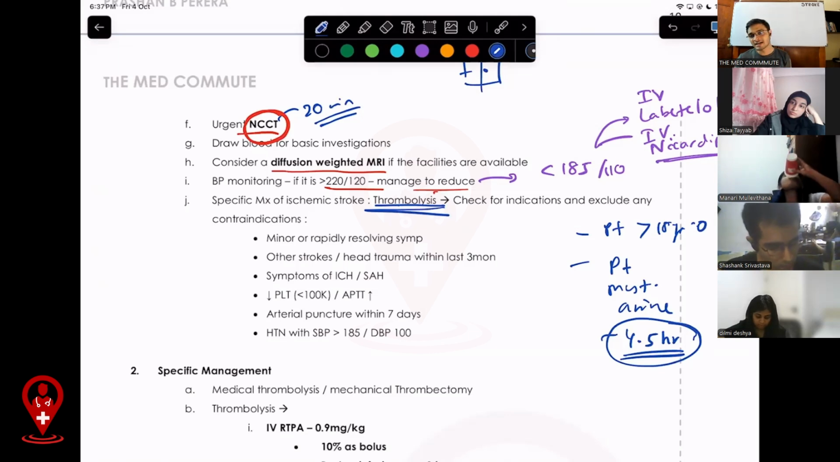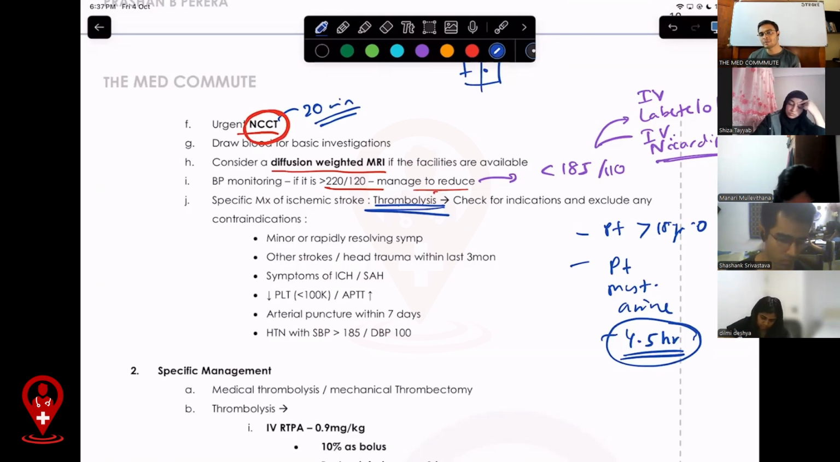Then head trauma within the last 3 months. This is very important. We said we have to always ask about head trauma. Symptoms of ICH or SAH, subarachnoid hemorrhage. You all know ICH has the pressure symptoms, so there can be very severe headaches. SAH is the thunderclap headache, a sudden severe onset of headache. We'll talk about these in those relevant chapters also.